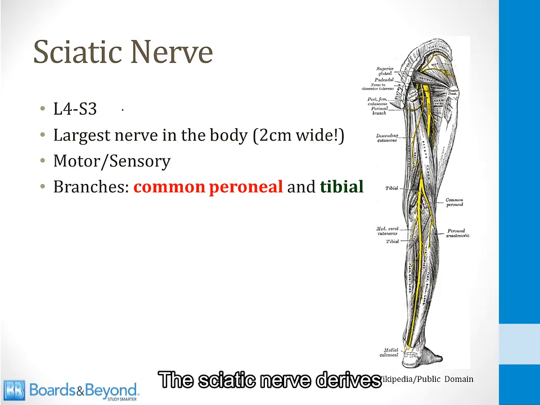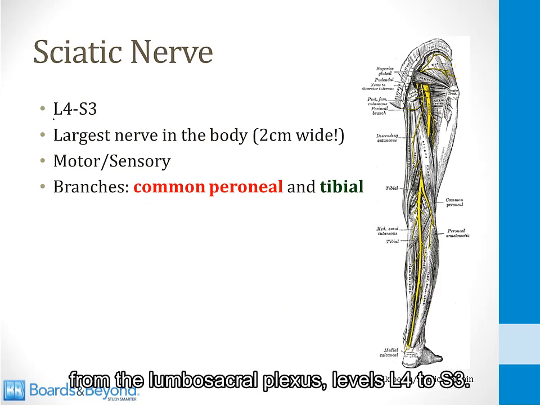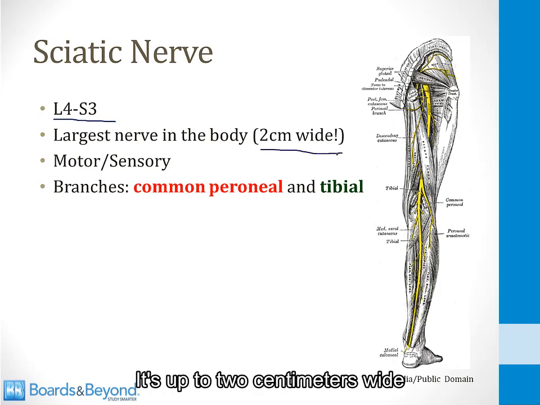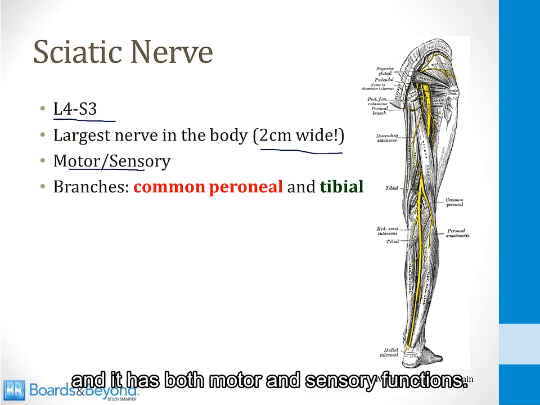The sciatic nerve derives from the lumbosacral plexus, levels L4 to S3. It's the largest nerve in the body. It's up to 2 centimeters wide, and it has both motor and sensory functions.